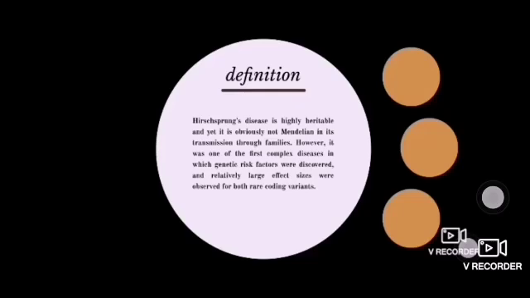Hirschsprung's disease is highly hereditary, and yet it is adversely not Mendelian. It transmits through families. However, it was one of the first complex diseases in which hereditary factors were discovered and variable large effect sizes were observed for both RET coding variants.